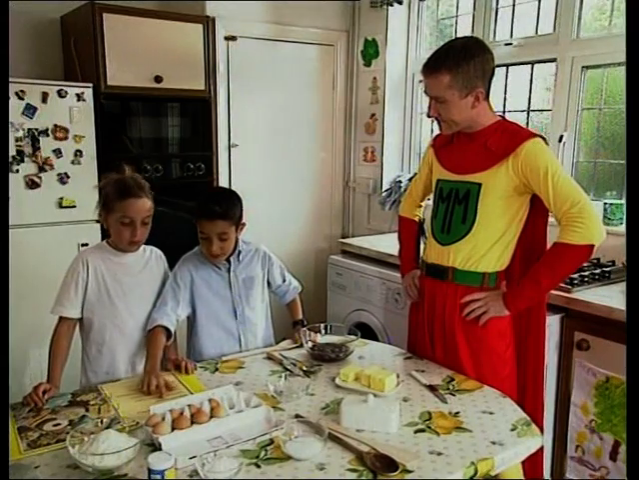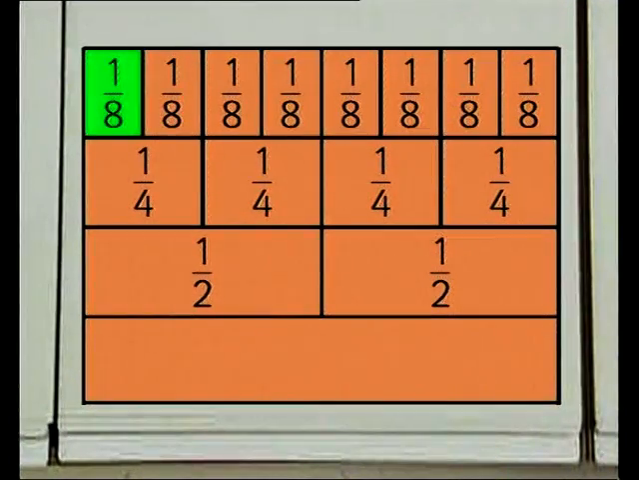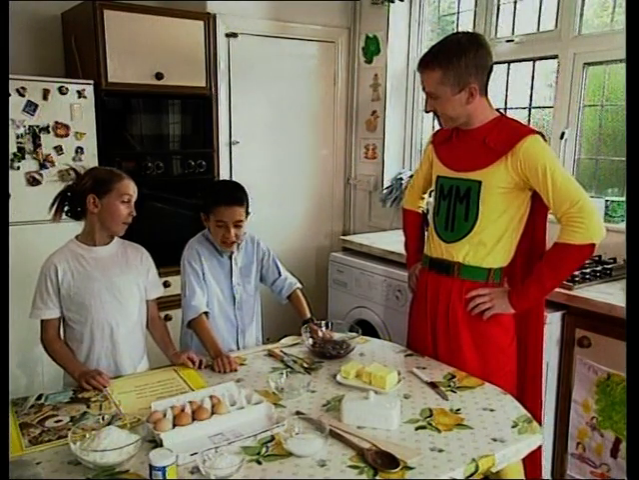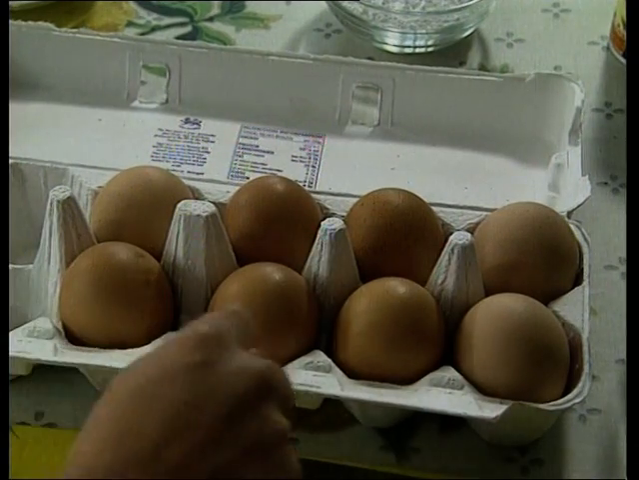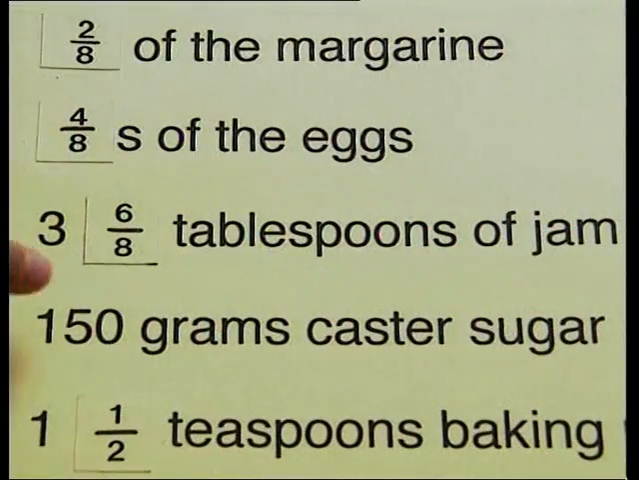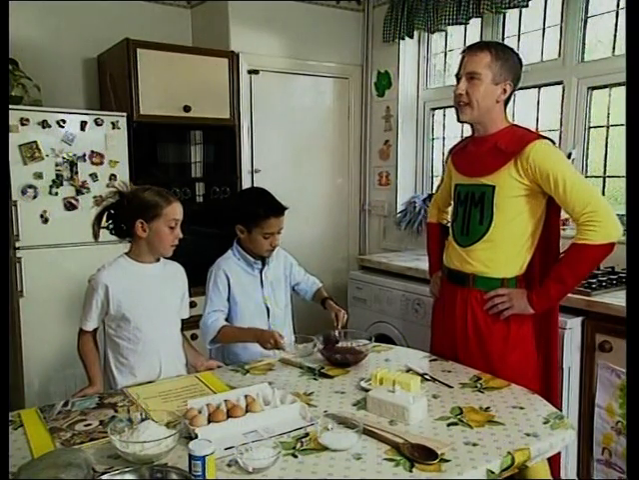Got that? Yep. Good. Now what do you need? We need 4/8 of the eggs. Back to the fraction wall. Look, 4/8 is the same as 2/4, which is the same as a half, which means you need a half of the eggs. So that's 1, 2, 3, 4, 5, 6, 7, 8 eggs. And we want half of them, which is 4. Good. Any more fractions? Yes, we need 3 6/8 tablespoons of jam. You'll definitely need 3 whole tablespoons. But 6/8.